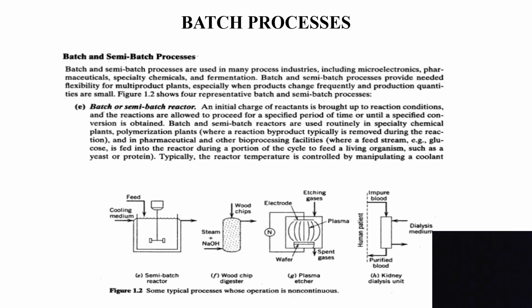Where wood chips are processed for digestion, that is steam plus sodium hydroxide, in a digester. And even if you take semiconductor manufacturing, there is a plasma etcher, so there is an electrode, you have to place the wafer, and there will be etching gases, where you are going to have the plasma etcher.